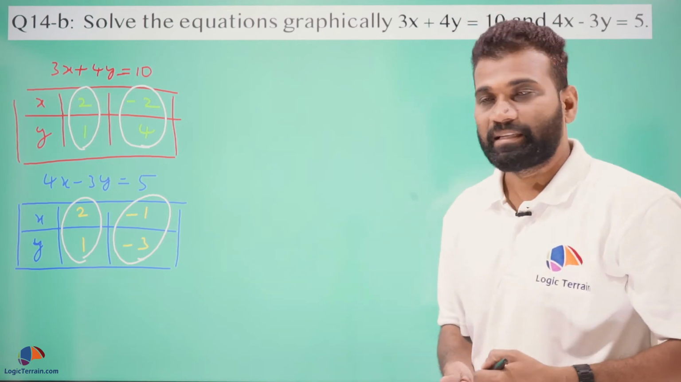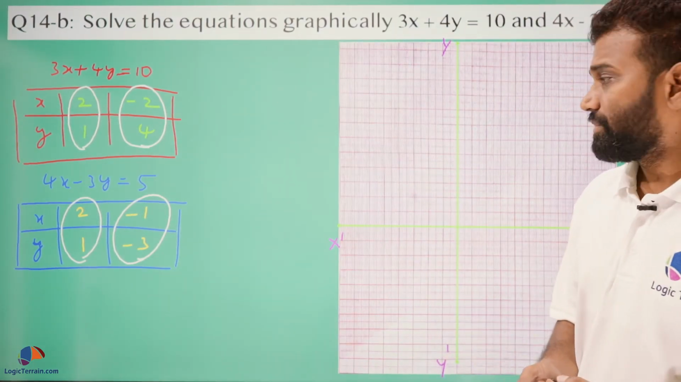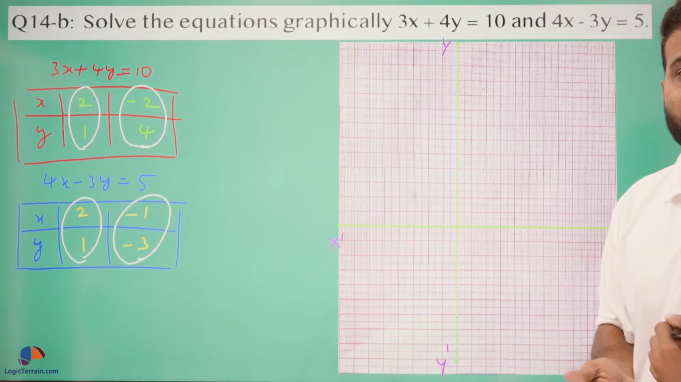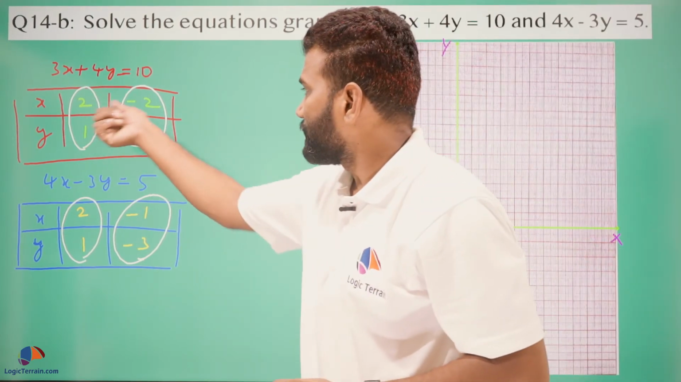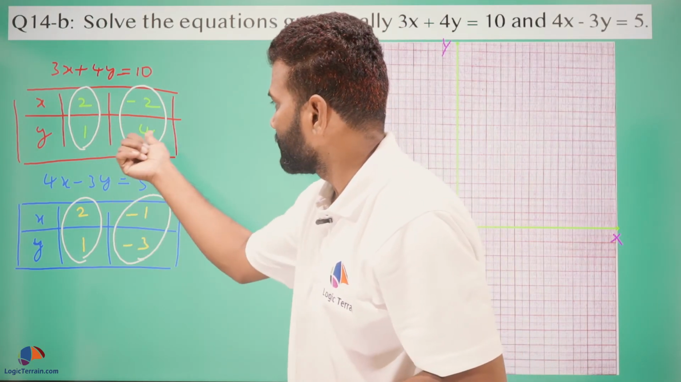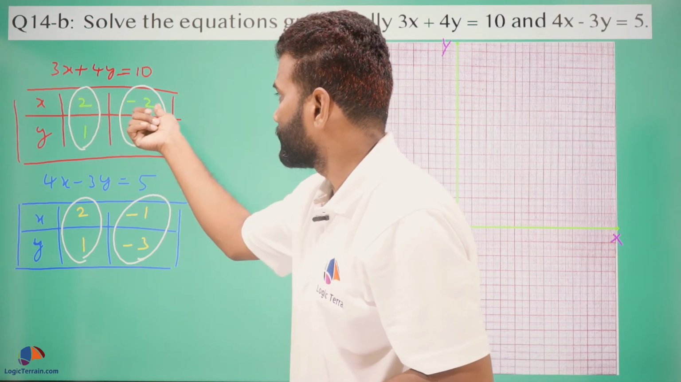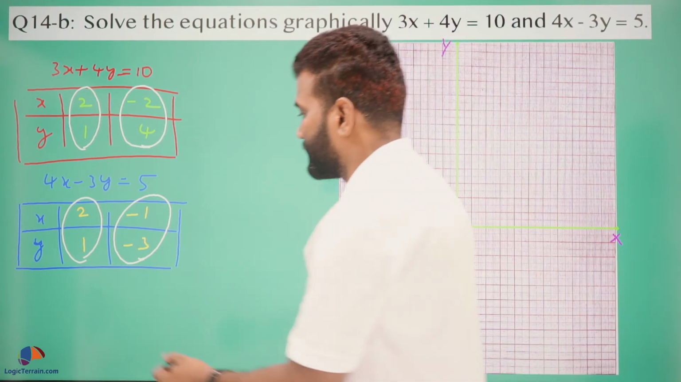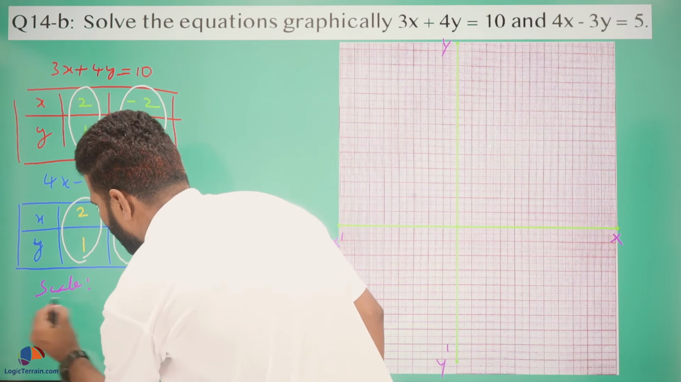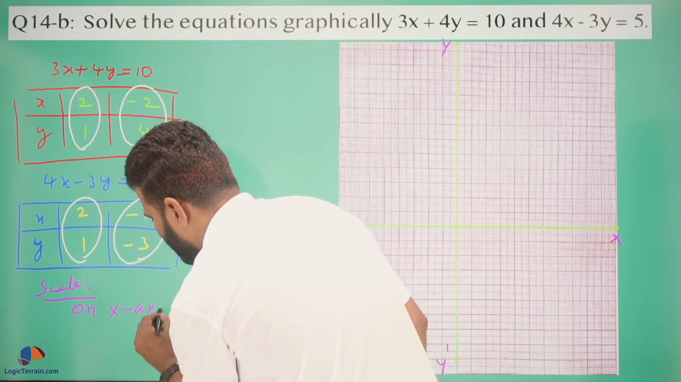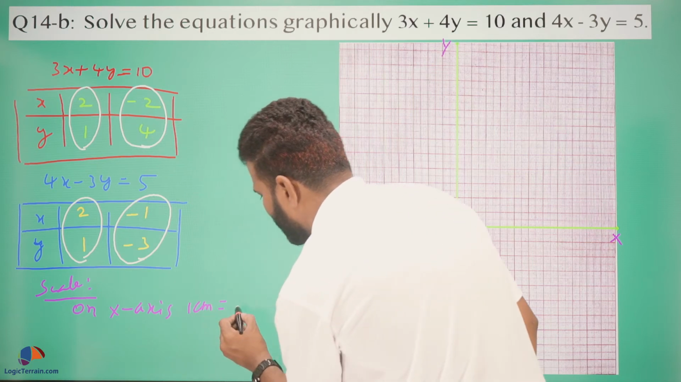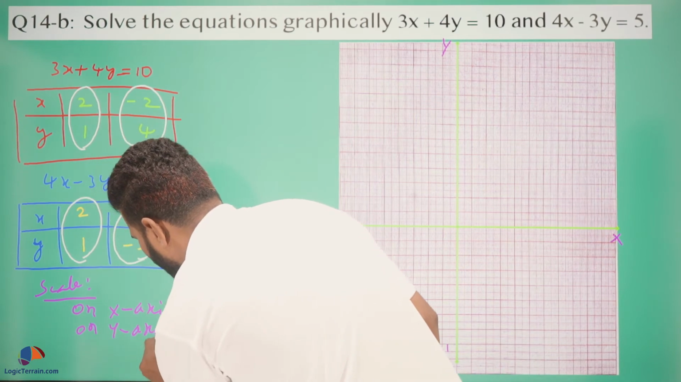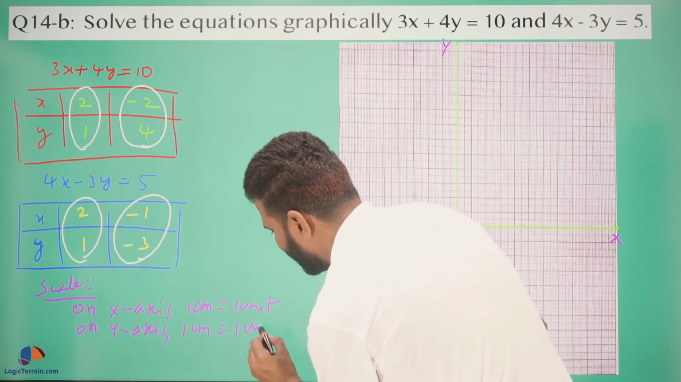Now we'll take a graph. Okay, here it is our graph. Now let's plot these points on the graph. Before plotting we need a sufficient scale. Here the x values and y values vary very little: positive 2 to negative 2, and here 1 to 4, here 2 to negative 1, here 1 to negative 3. So a sufficient scale is: on the x axis 1 centimeter equals 1 unit, and on the y axis also 1 centimeter equals 1 unit.